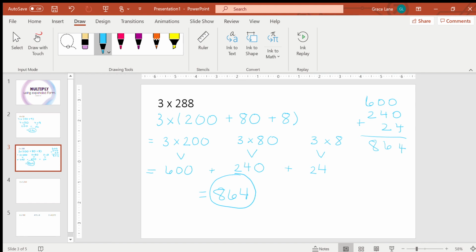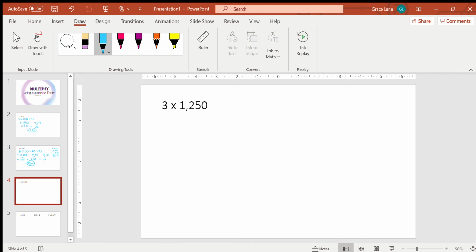And I know this seems like a lot of steps to write out right now, but as we get more familiar, you can do more of these steps in your head. So let's try one more. This is 3 times 1,250.